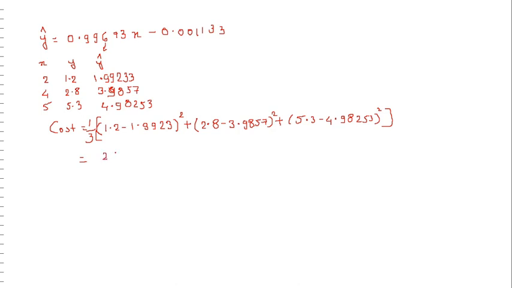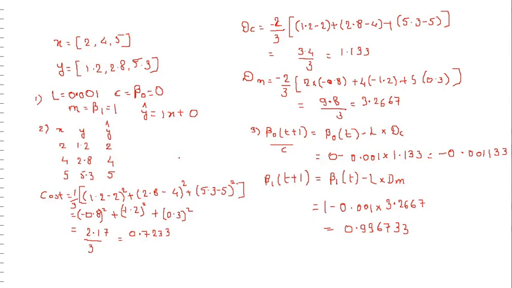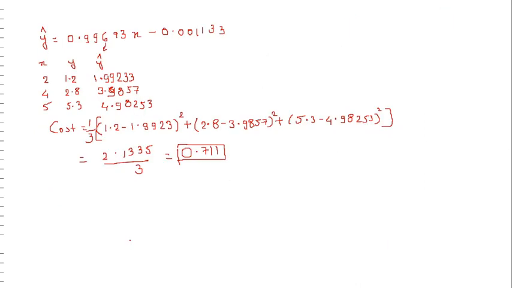So on solving this for our cost, I'll directly write down, we get 2.1335 divided by 3. So what is our cost? We get it as 0.711. This is the value of cost that we have computed. And if we check what was our previous cost, we had also computed cost over here, right? So what was our cost? 0.7233. And now the cost is 0.711. So our cost has reduced.